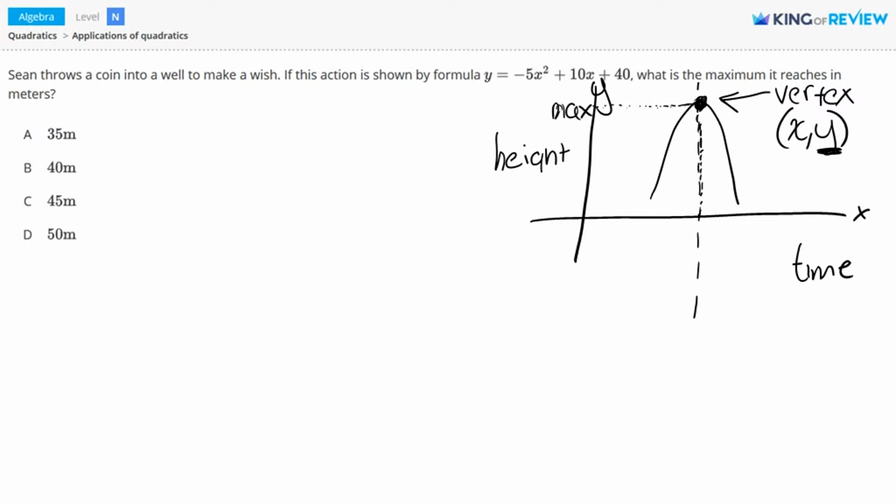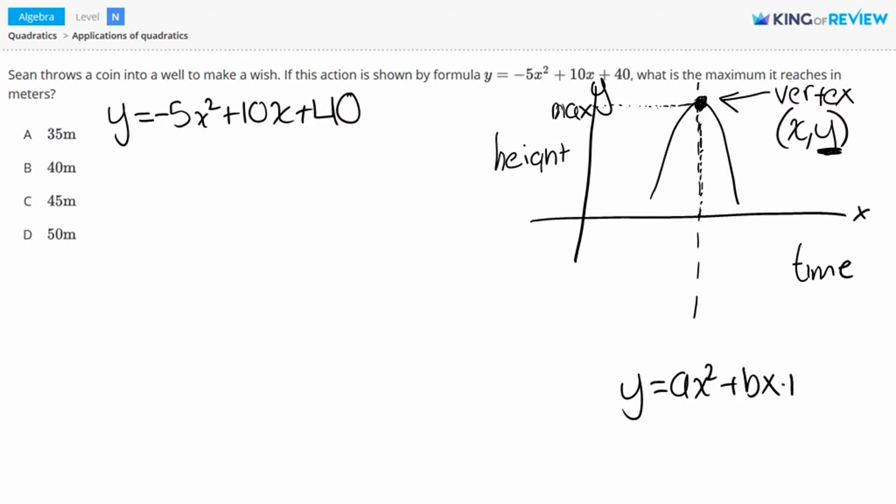Now our equation is here: y equals negative 5x squared plus 10x plus 40. This equation is in the form y equals ax squared plus bx plus c. When we have an equation in this form, the formula for the axis of symmetry is x equals negative b over 2a. The a and b values come from these numbers here. So we can use this formula to find this line, which is the axis of symmetry.